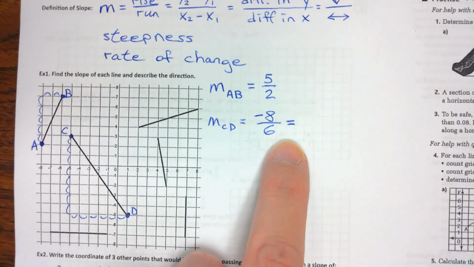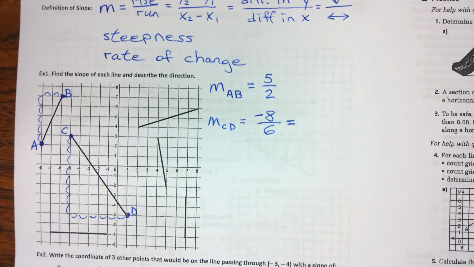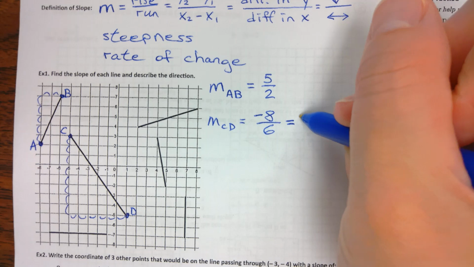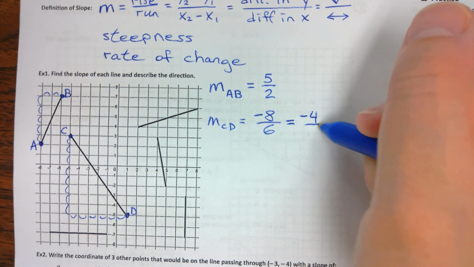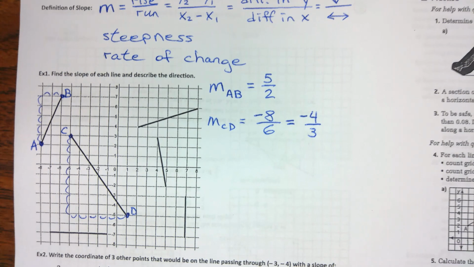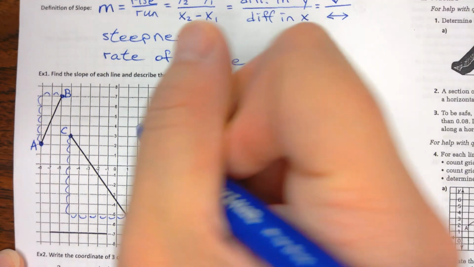But here, is this a good final answer though? Okay, Elisa, what would I reduce it down to? -4/3. Perfect, right. Okay, so if it's reducible, make sure you reduce it. Okay, let's try another one.